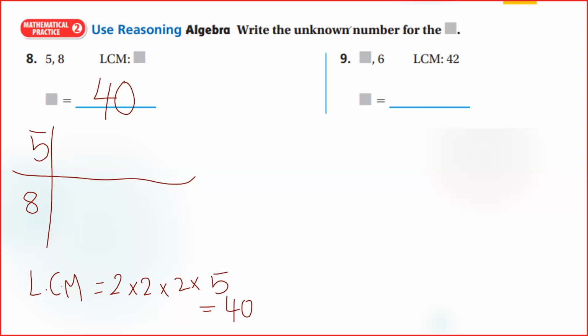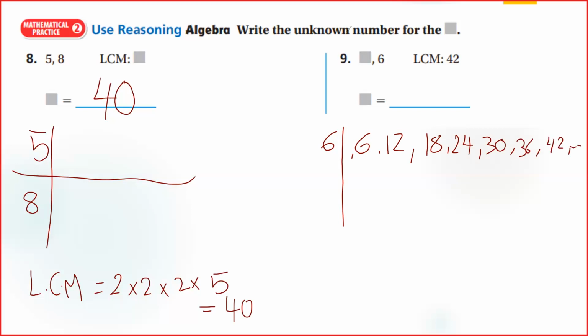Okay, let's write the multiples of 6. We have 6, 12, 6 times 3, 18, 6 times 4, 24, 6 times 5, 30, 6 times 6, 36, 6 times 7, 42, and so on. Now, I want you to think about another number. When you write its multiples, it's going to be 42. Yeah, so here, thank you. It's going to be 7.